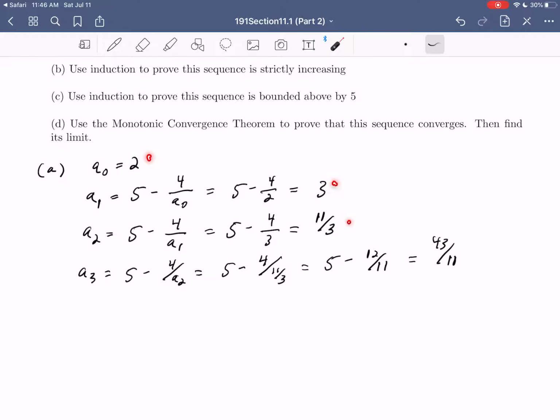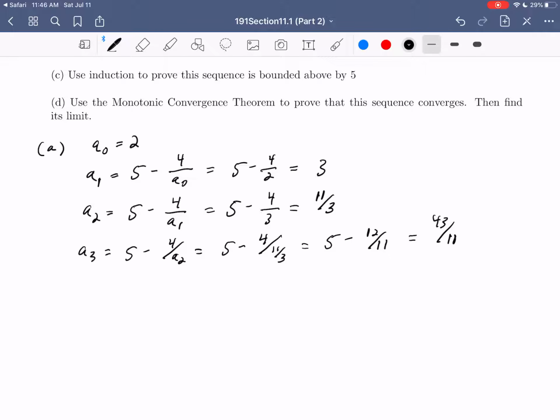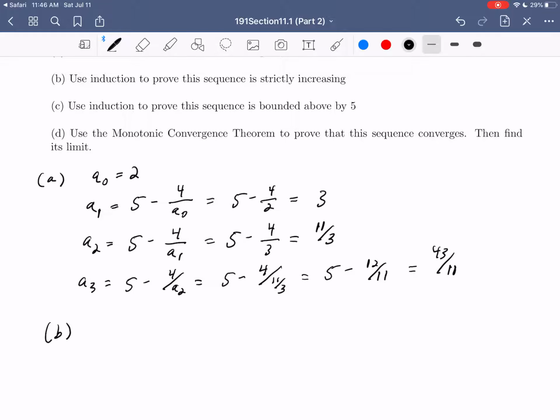It's going to be pretty hard to find a sort of pattern to that. But notice that if these are the two things we're trying to show, we haven't proven them yet, but it certainly seems like it makes sense. 2 to 3, that's an increase. 3 to 11 thirds, that's an increase. 11 thirds to 43 over 11, that's an increase. And none of these things are bigger than 5. So certainly these two seem to make sense. Okay. Let's go ahead and actually prove our pieces here.